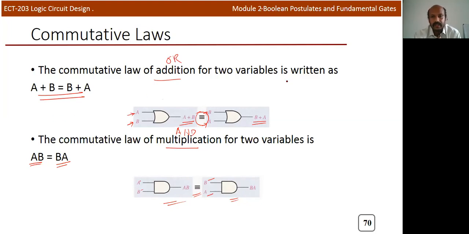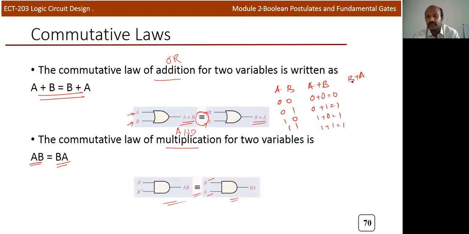You can prove that also by writing the truth table. So you can write A B and you can find A plus B first, then B plus A. You will get exactly the same answer. For example, 0 0, 0 1, 1 0, 1 1. If you perform A plus B, 0 plus 0 is equal to 0, 0 plus 1 is equal to 1, 1 plus 0 is equal to 1, 1 plus 1 is equal to 1. And if you perform B plus A, 0 plus 0 is equal to 0, and 1 plus 0 is equal to 1, and 0 plus 1 is equal to 1, and 1 plus 1 is equal to 1. So you can see that these two results are the same. In a similar way, you can prove this commutative law.